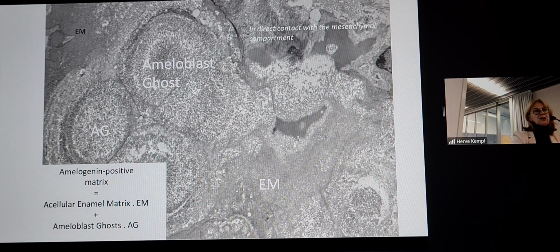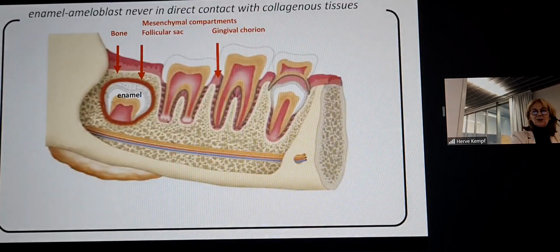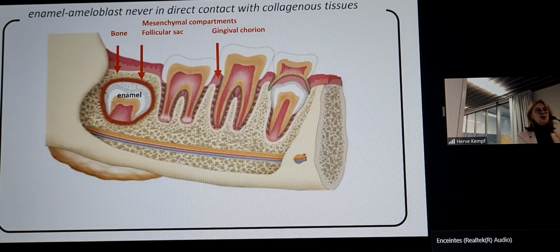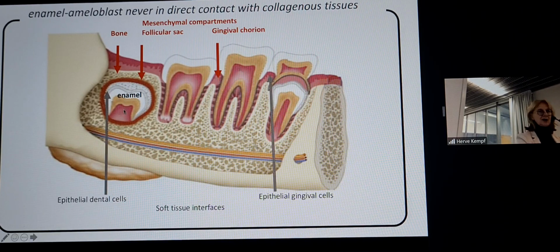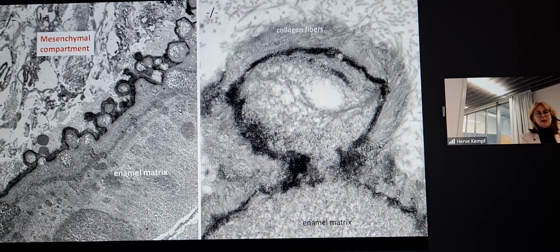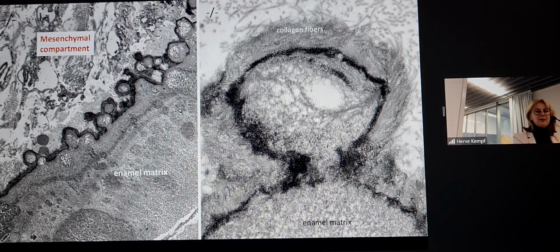And what is very strange in this situation is that you have a direct contact between enamel and the fibroblast. In real life, there is never contact between enamel, ameloblast and fibroblast cells. There are always boundaries: during enamel formation, the epithelial dental cells, and later on in adults, epithelial gingival cells. So what we saw, immediately a reaction, is that enamel matrix in contact with the mesenchymal compartment results in an induction of bone formation. You see here the collagen matrix, and you can see that the enamel is bound to a collagen-based matrix.